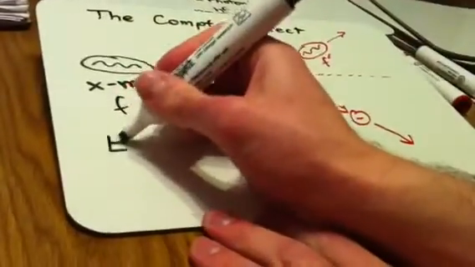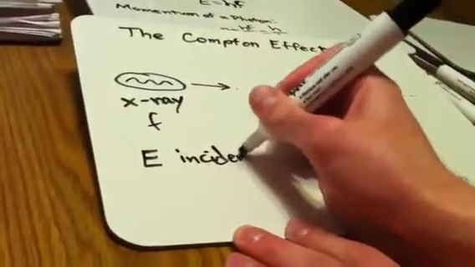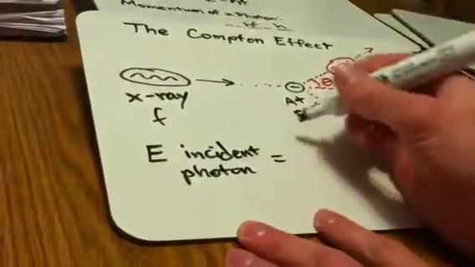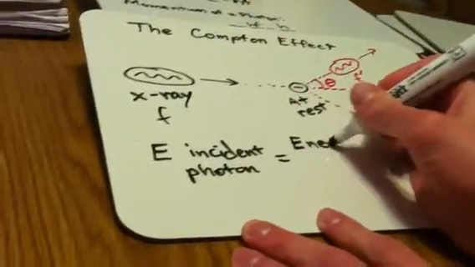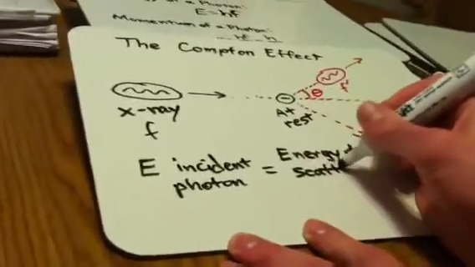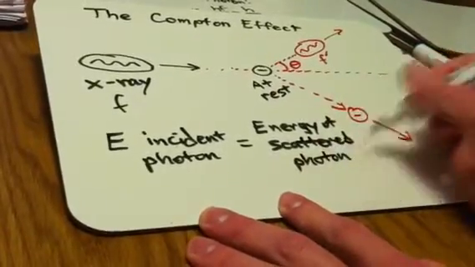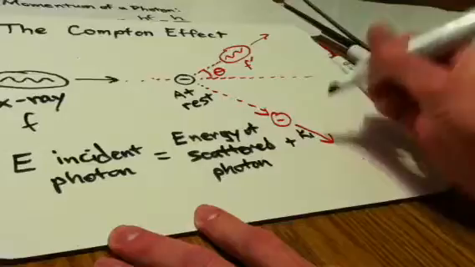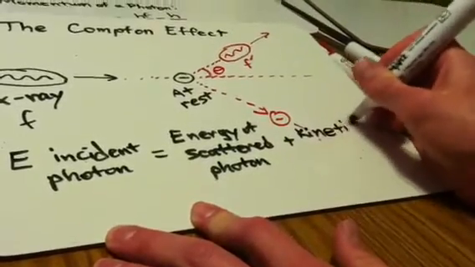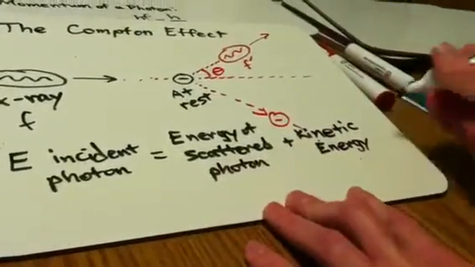First of all, the energy for the incident photon is going to be equal to the energy of the photon after it's been scattered, and also you would add to that the energy, which is now kinetic energy, of the electron as it has now been also pushed off in a different direction.